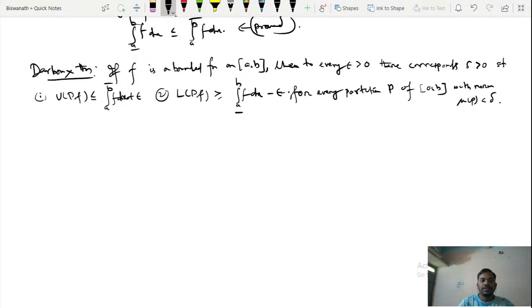So what is your Darboux theorem? If f is a bounded function on closed [a, b], then for every epsilon greater than 0, there corresponds delta greater than 0 such that U(P, f) is always less than or equal to, or you can say strictly less than, or strictly greater than. So here U(P, f) is strictly less than the upper Darboux integral of f plus epsilon, and your L(P, f) is greater than or equal to the lower Darboux integral minus epsilon, for every partition P of closed [a, b] with norm mu(P) less than delta. So now comes its proof.